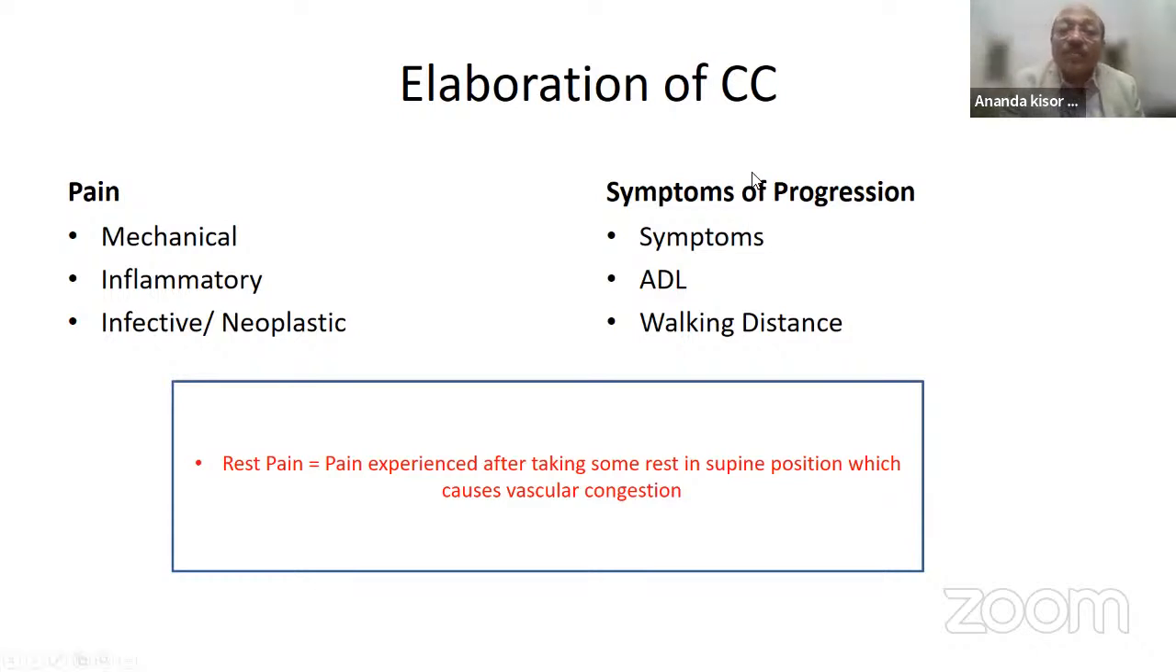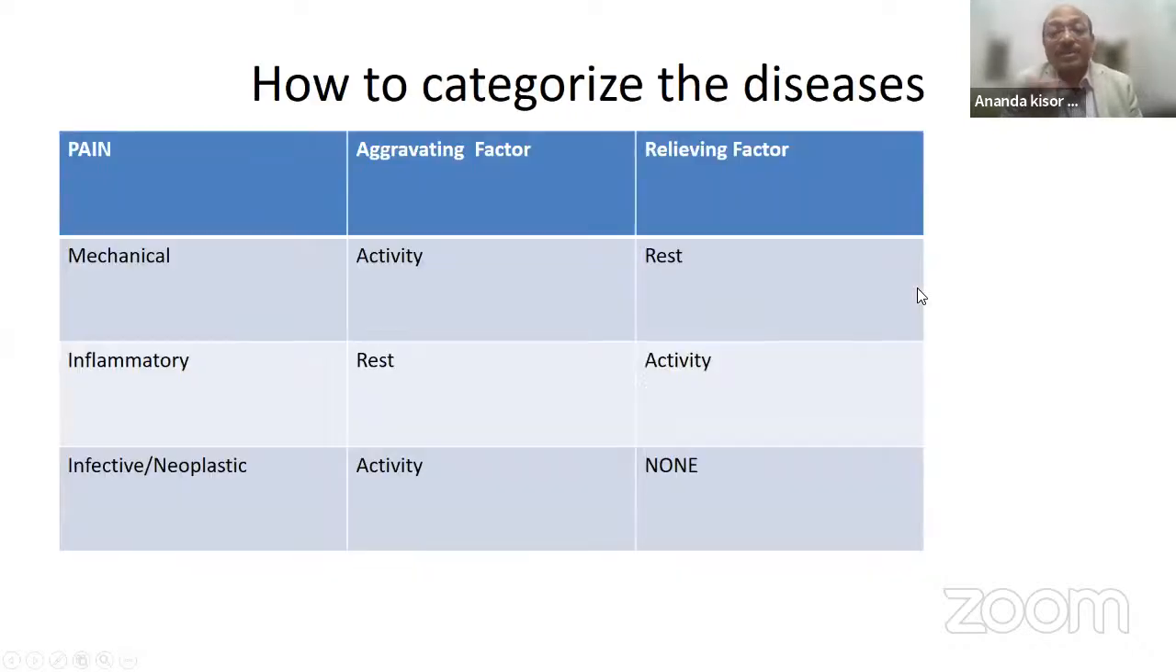So that is how it is known as a progressive disease. Tuberculosis is a progressive disease. The symptoms are deteriorating, with gradual restriction of daily living and walking distance. So these are the signs of progression.